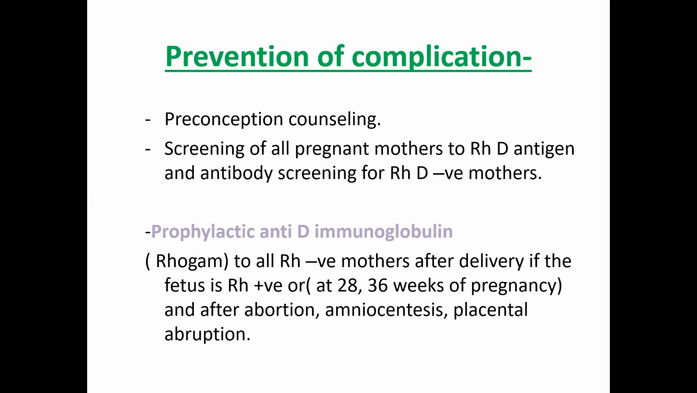The screening of the pregnant woman: for RH negative mothers, we do RH antigen-antibody screening. For an RH negative mother, generally we screen if the mother is pregnant for the second time. Then prophylactic anti-D immunoglobulin, that is Rogam actually. After delivery, if the fetus is RH positive, within 72 hours we have to give this injection to the mother.